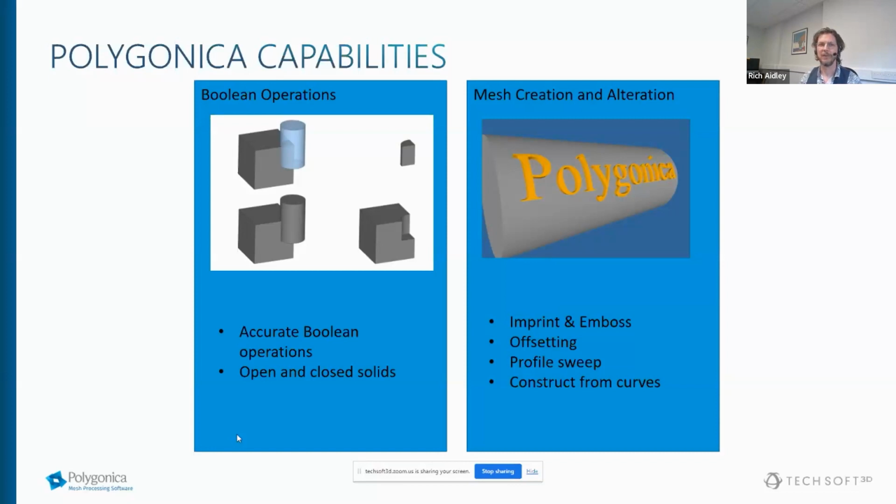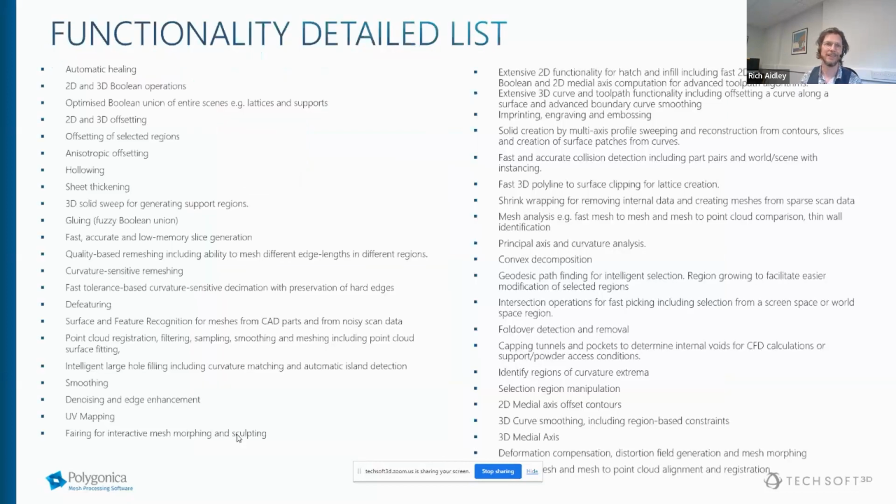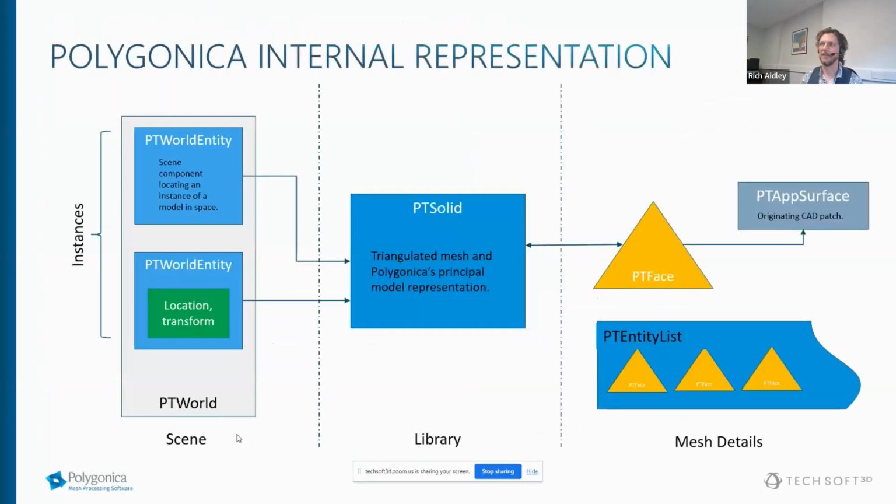So that's kind of Polygonica's capabilities and use cases. This is a big list you can go back and look at later if you like. But this is where the bridge comes in. This is the internal representation, the way that Polygonica sees the world. Right in the middle of this diagram, we have the PT solid, which is essentially your model. So that's one 3D model. It can be made up of multiple shells, for example.